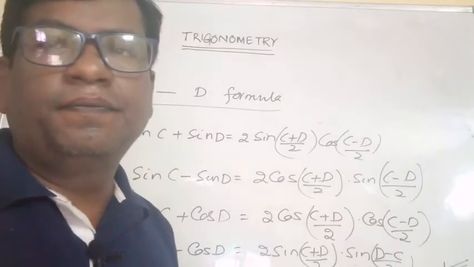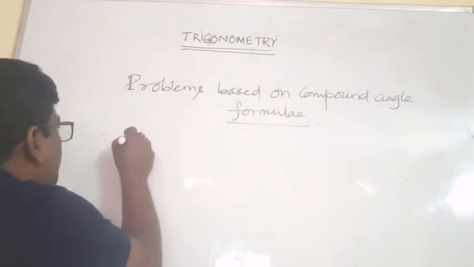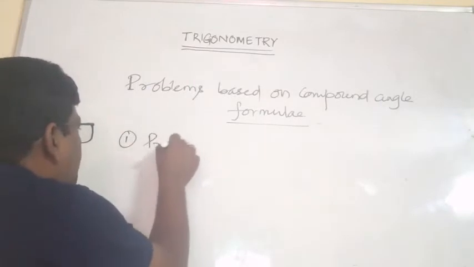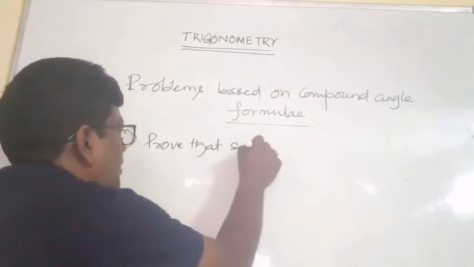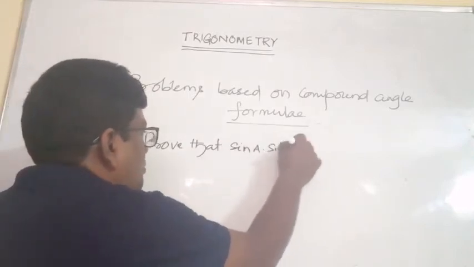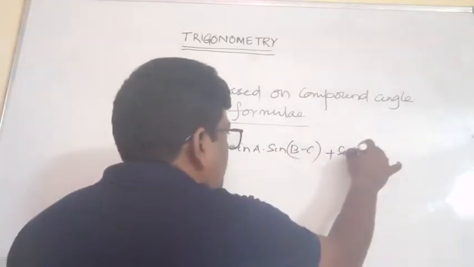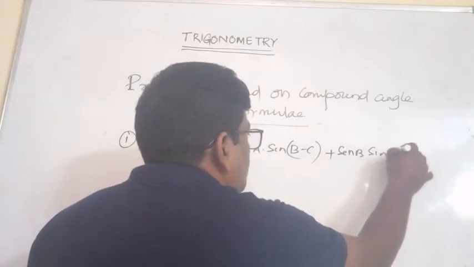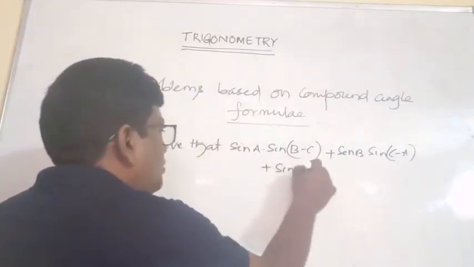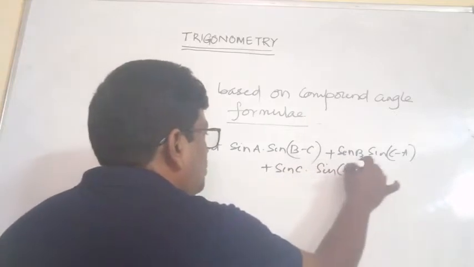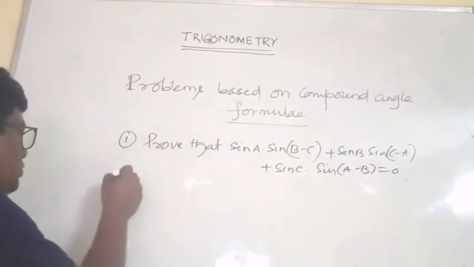Problems based on compound angle formula. Number 1, prove that sin A into sin (B minus C) plus sin B into sin (C minus A) plus sin C into sin (A minus B) is equal to 0. The answer is very easy. So, proof.